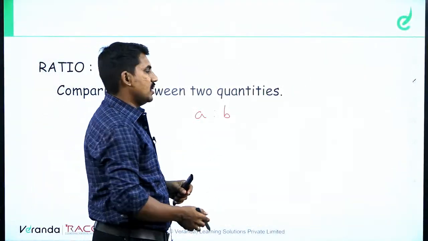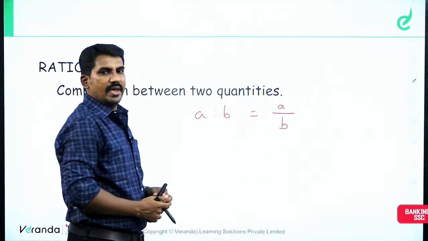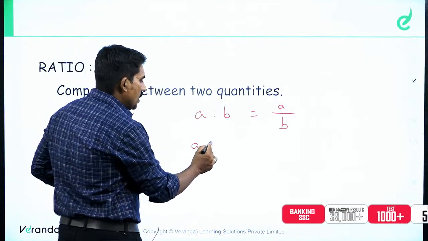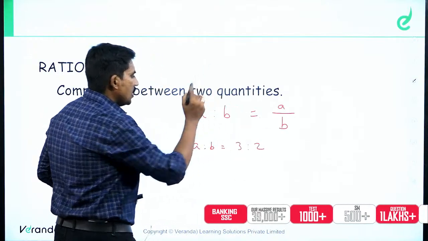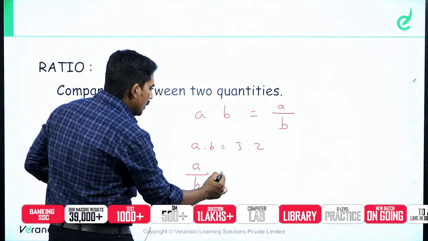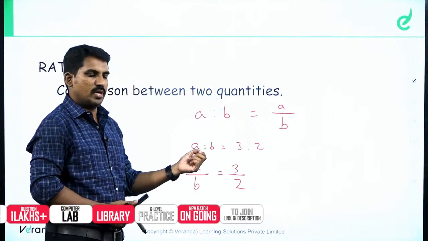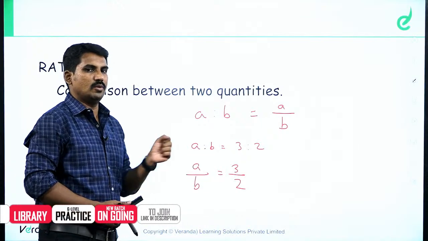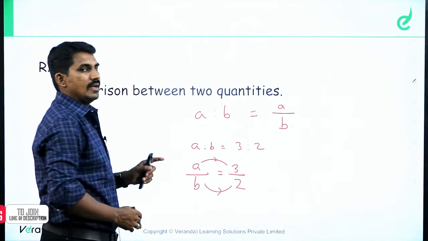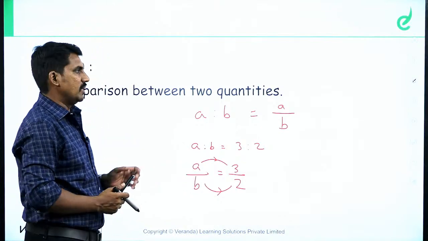Now, what is the actual meaning of this? A is to B is nothing but A by B, A divided by B. Now, if A is to B is 3 is to 2, what is the meaning of this? A by B is equal to 3 by 2. Therefore, A is 3 units and B is 2 units. That is the meaning.